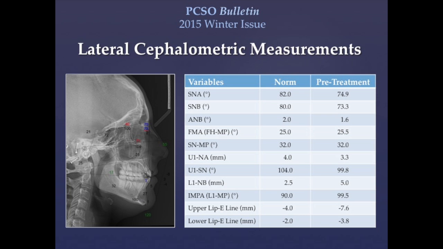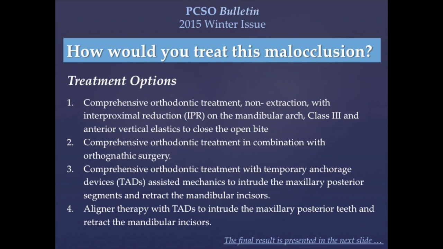Habits. The patient has a mild tongue thrust when swallowing, but no problems with phonation or speech. In treating this case, we have several treatment options. Treatment option 1. Comprehensive orthodontic treatment, non-extraction, with interproximal reduction on the mandibular arch. Class 3 and anterior vertical elastics would be used to close the open bite.